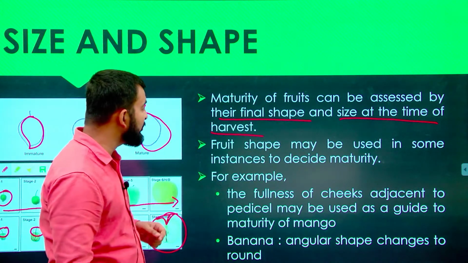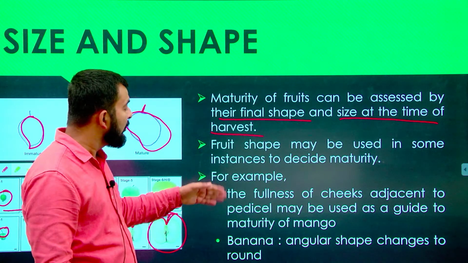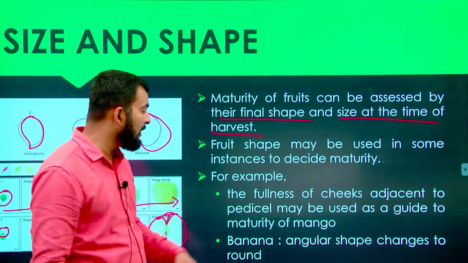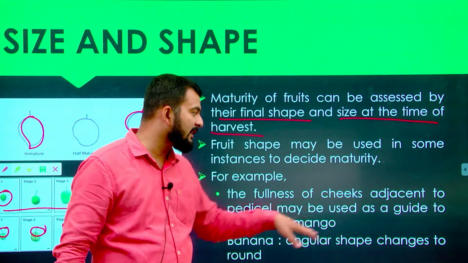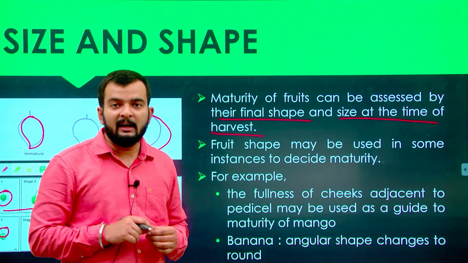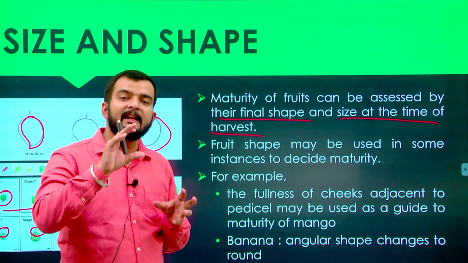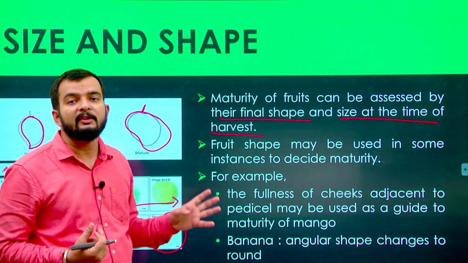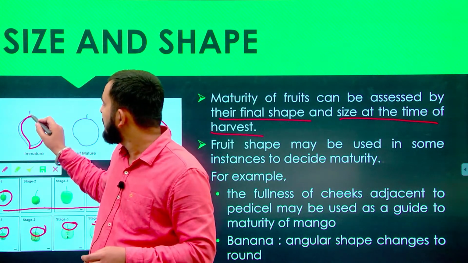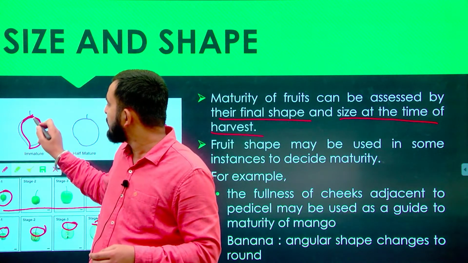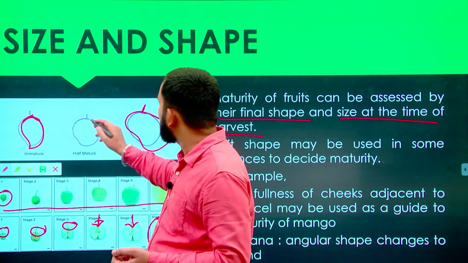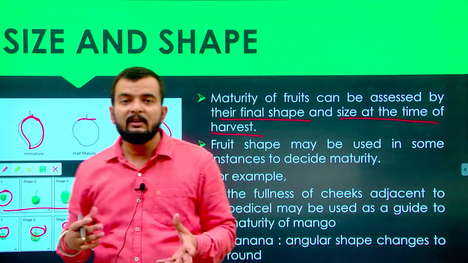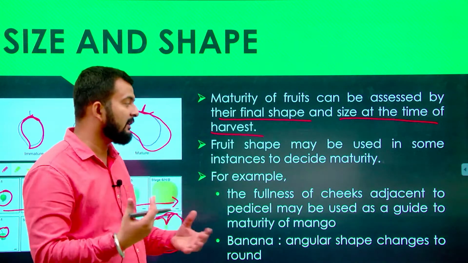Now fruit shape may be used in some instances to decide maturity. For example, the fullness of cheeks adjacent to the pedicle may be used as a guide to maturity of mango. Fullness of cheeks adjacent to the pedicle, so where the pedicle is attached to the fruit, how big that mango area is. Based on that you can identify if the mango is ready to be harvested or not. In this case the cheeks near the pedicle are not fully developed, but here you can see they have started to develop, and here they were of slightly this shape. So the fullness will increase in case of mangoes.